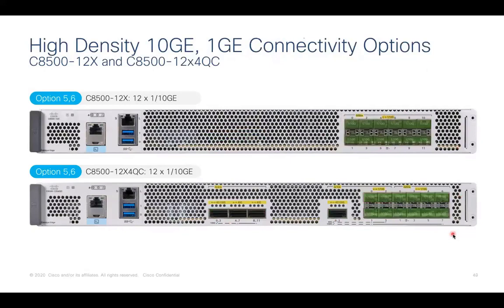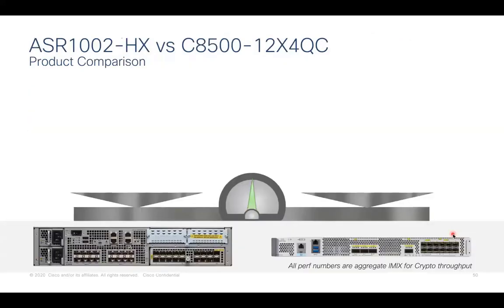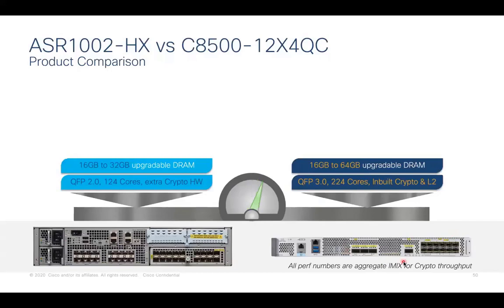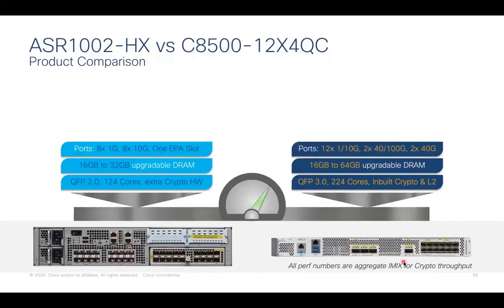And both the platforms can offer high density 10 or 1 gig interfaces for consumption. A quick comparison on the previous generation ASR 1002HX on the left here, and on the right side 8512X for QC. If I have to weigh them against each other, QFP 3.0 and the inline crypto with layer 2 aggregation on 8500 becomes a little heavier. We do have up to 64 GB DRAM possible here on 8500. All the ports are freely available. No port license required on 8500 side. You get built-in ports, no need of external EPA.